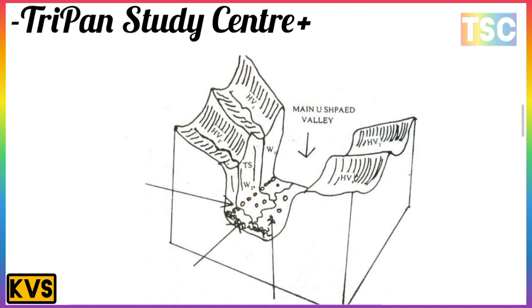This diagram shows the main feature of a glacier. The most important point here is the U shape, and the main valley is formed in a U shape, as shown in this picture.